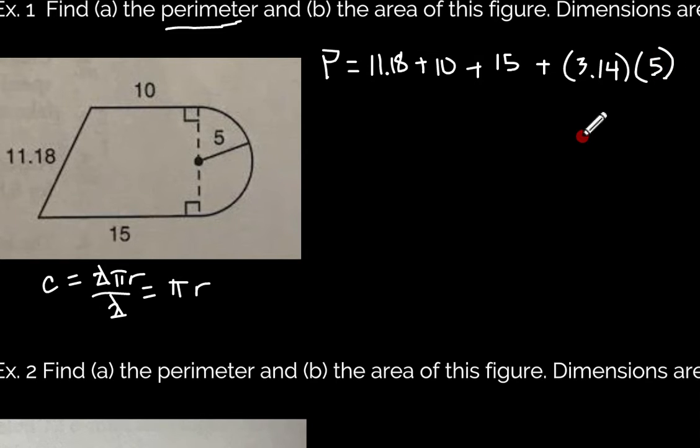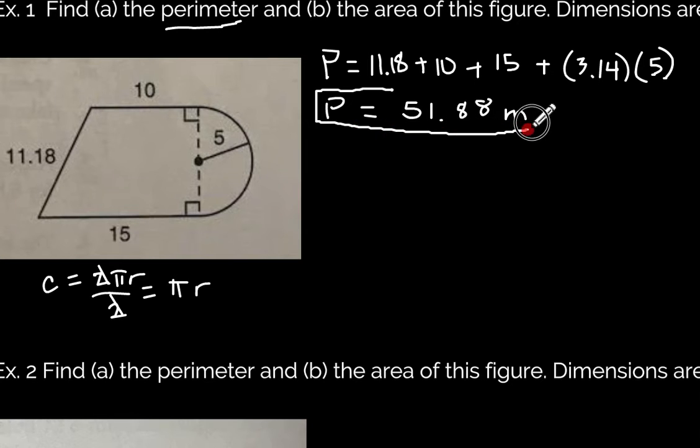So perimeter is pretty easy. I said you can use your calculator. You're just going to put this in, plus 10, plus 15, plus 3.14 times 5. You can put it all in at one time, and you're going to get the perimeter equals 51.88. The units are meters. When you're doing circumference, it's not square, it's just plain meters. Okay, that one was pretty easy, right? You just find the circumference of a circle right here and you divide it by 2.